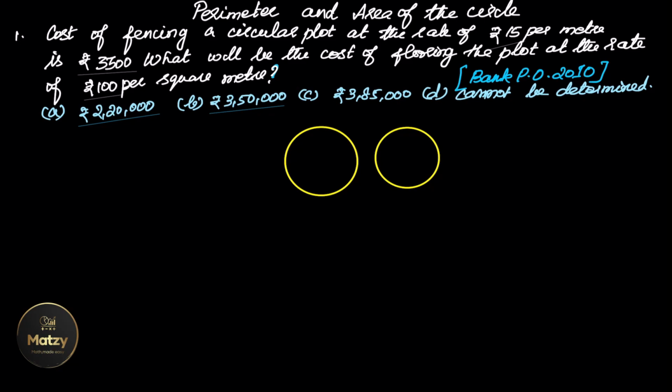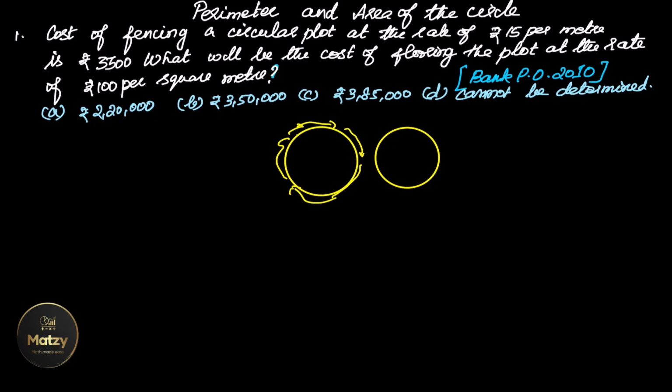The cost of fencing a circular plot at the rate of rupees 15 per meter is rupees 3,300. What is fencing? Fencing is just keeping some rods and nets around the length of the boundary to keep out cattle and all. So this is only the length of the boundary. They are fencing this full length.